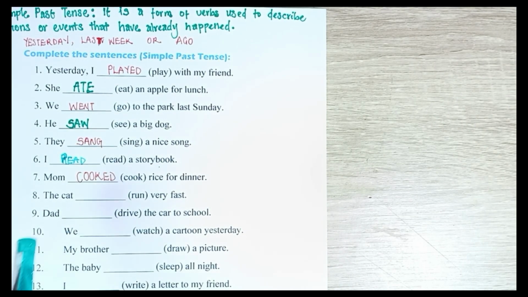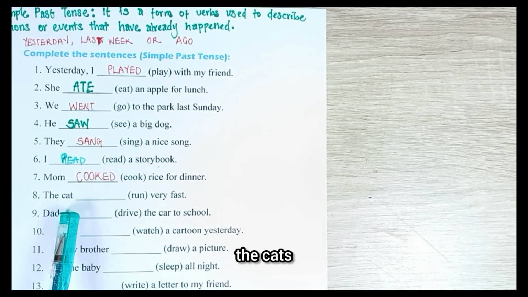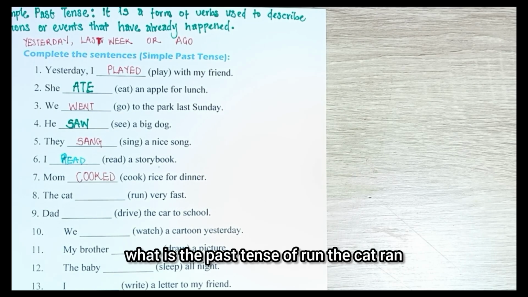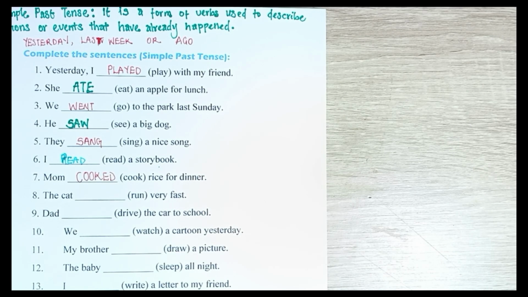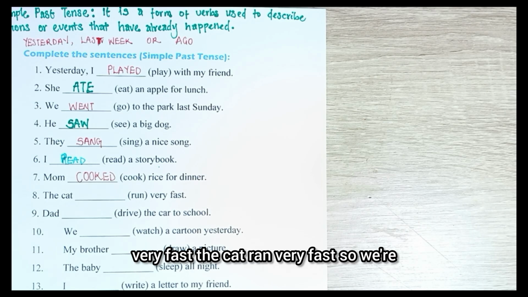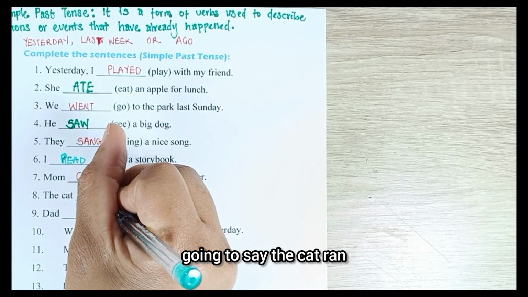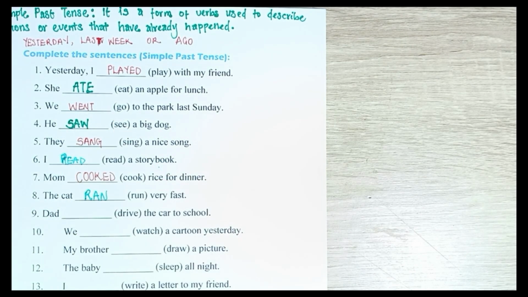You see that? The cat dash run very fast. So run is the present tense. So what is the past tense of run? The cat ran very fast. So we're going to say the cat ran very fast.